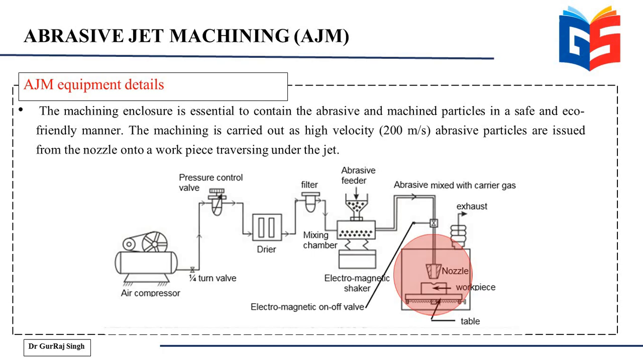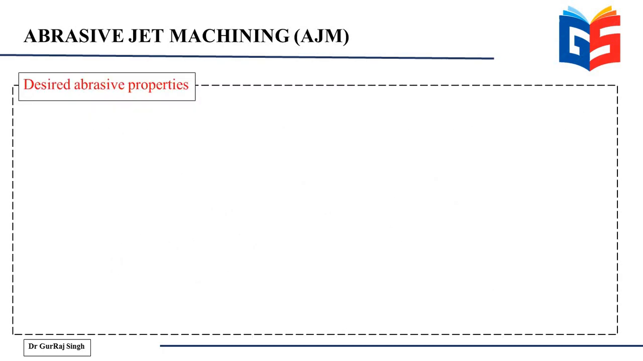Now, what are the desired abrasive properties? What properties does one desire from these abrasive particles? It's a very important thing to note down here, because if your abrasives do not have these desired properties, you will not be able to perform the machining operation at all. So the abrasive particles must contain sharp edges for easy micro-cutting action. So you need to have sharp edges in these abrasive particles in order to have a cutting action.